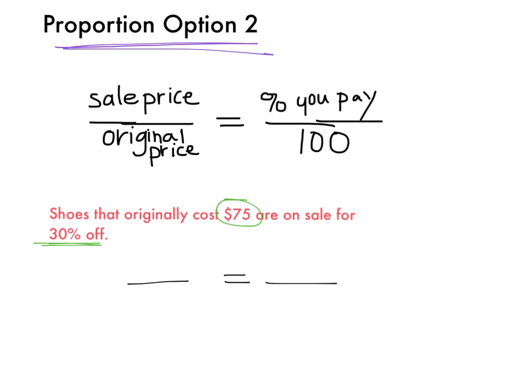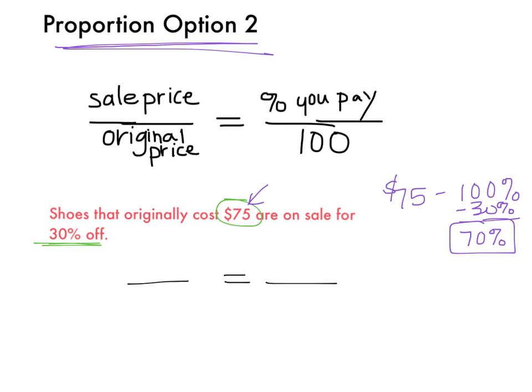So let's think, if the original cost of the shoes is $75, that's 100% of the price. Okay, so $75, that's full price, 100%. Now I'm getting 30% off. So if I'm not paying 30%, it ends up I'm paying 70% of the original cost for my shoes. So I'm going to set my proportion up with 70%. So I'm going to put 70% over 100.